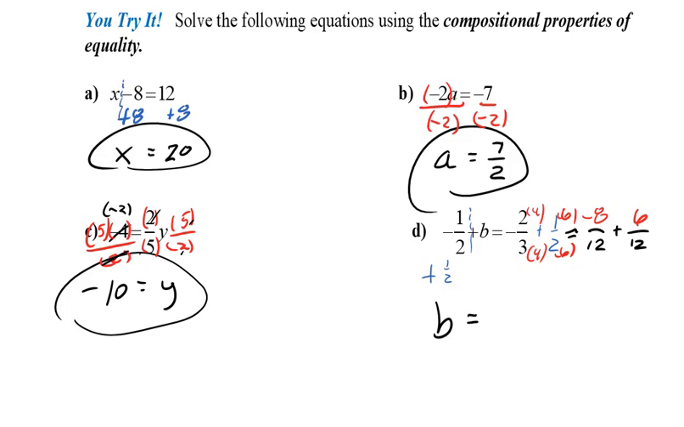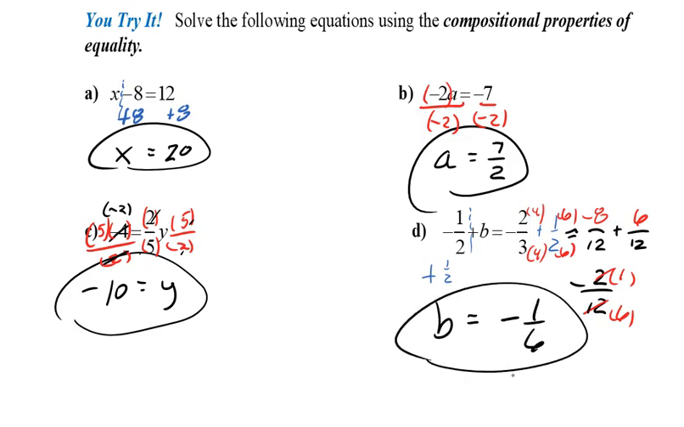So my answer then becomes a -2/12. So -8 and 6 is -2/12, and then I can cancel, leaving a factor of 1 and 6. So my answer then would be a -1/6. So B equals -1/6.